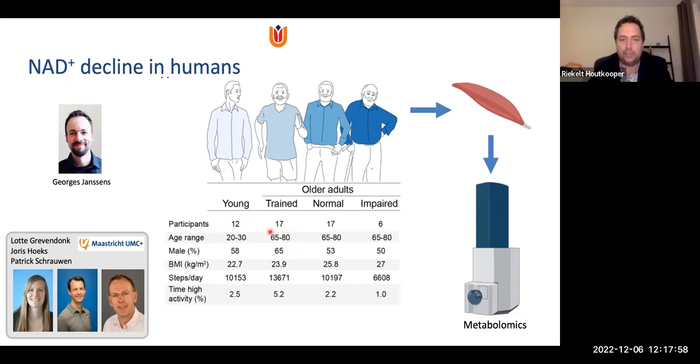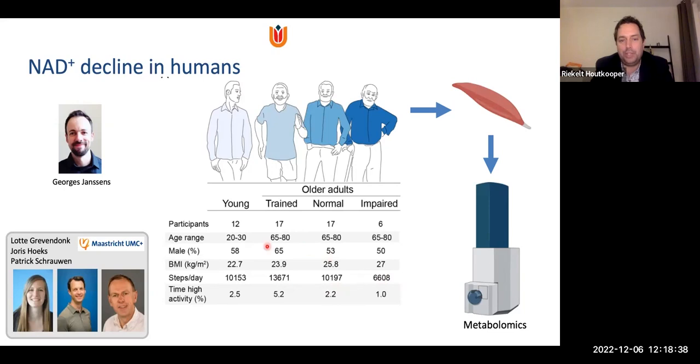So we had trained individuals, I would really call them strong athletes. They take about 14,000 steps a day, which is amazing. We have a group that we decided to call normal older adults, but they still take 10,000 steps a day. That's still, for me, at least in the type of job that I have, a lot. And we had a group of older adults that were physically impaired. We really had evidence that there was some impairment in their physical function. They still take over 6,000 steps a day, but they were functionally impaired.